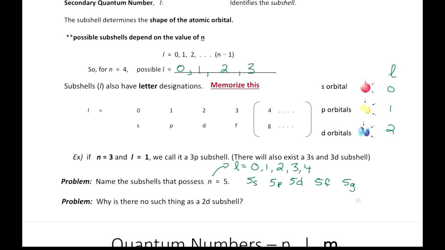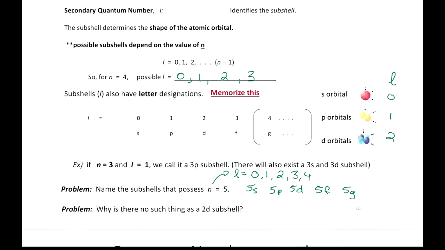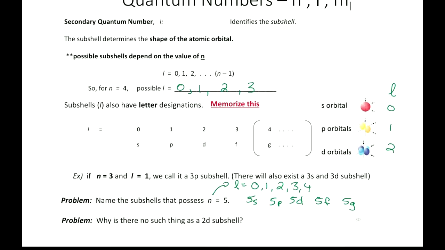All right, let's look at this other one. Why is there no such thing as a 2d subshell? If you look back on the previous slide of the energy levels of hydrogen, d orbitals start at N equals 3. So there's no such thing as a 2d orbital on that energy level diagram. You'll never find it. But let's break it down to think about this.